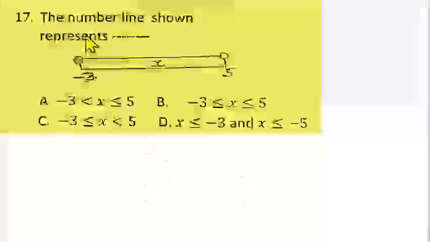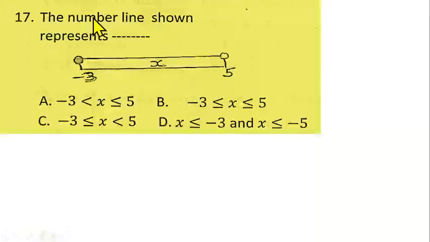Question number 17 is from inequalities, where the number line shows this. The number line shown represents these inequalities. You have to find the inequality that represents this number line. So what can we see? The variable here is x. And we can see that this is minus 3, and we can see that this circle is shaded. That makes this inequality a weak inequality.